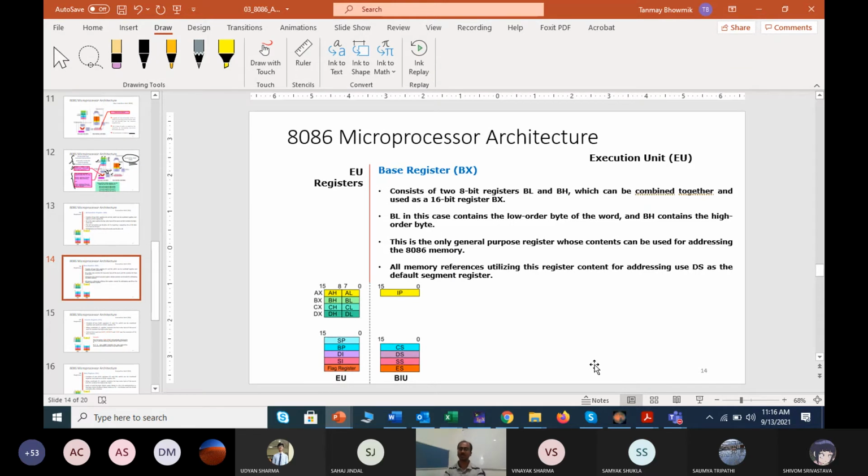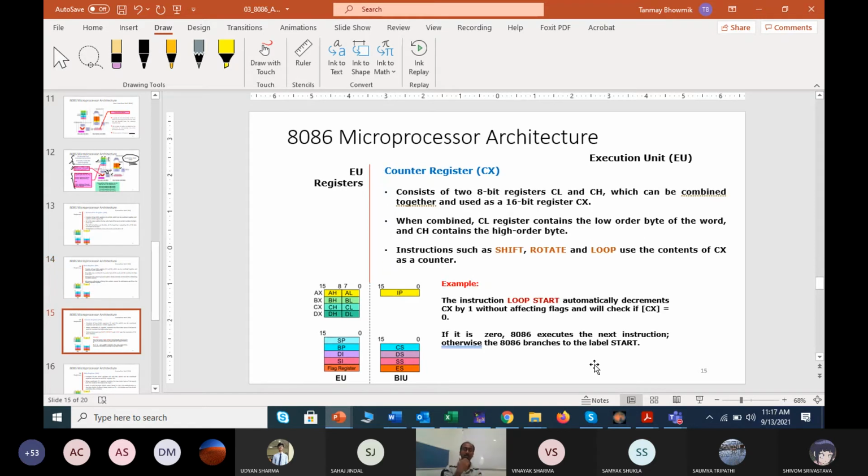Okay, so that is the concept of the base register and how it is connected with the data segment part. All memory references utilizing this base register content for addressing use the data segment as the default segment register. So if no segment register has been specified, by default the data will be stored in the data segment register.